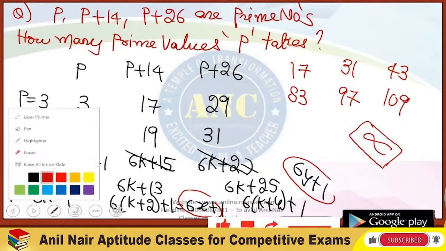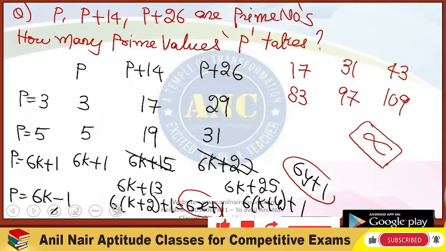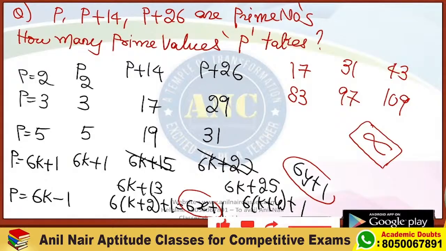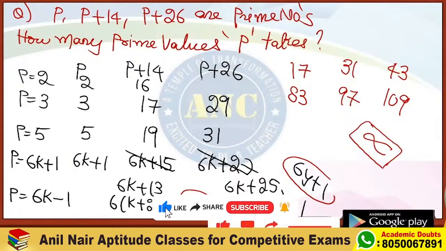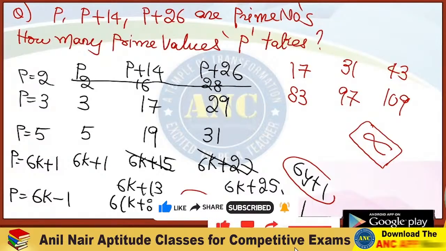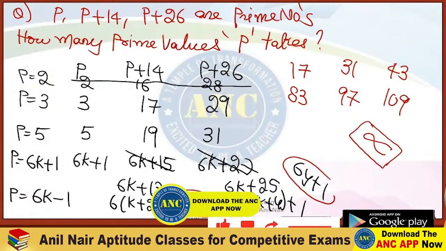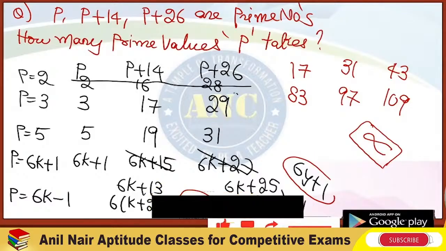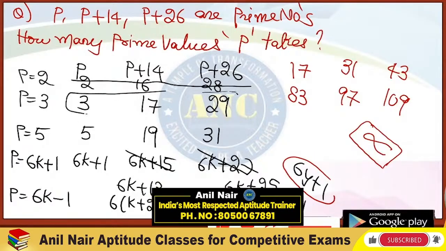P plus 14, p plus 26 are prime numbers. How many prime values? First substitute 2. 2 plus 14 is 16, 2 plus 26 is 28. Even plus even, there exists no prime number other than 2, which is even. So 2, 16, 28 is eliminated.